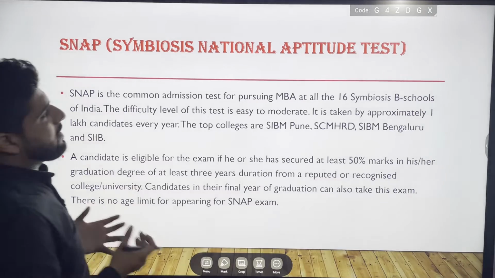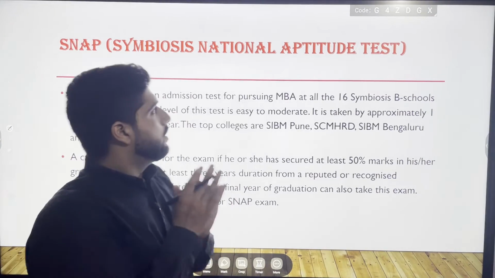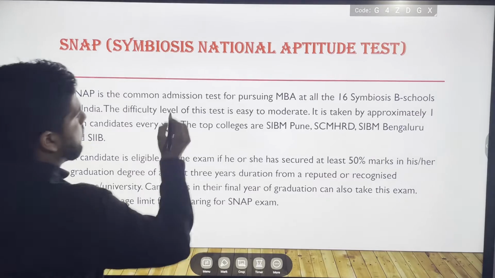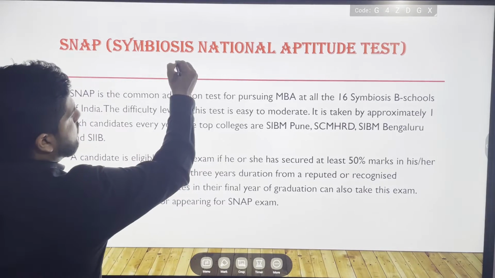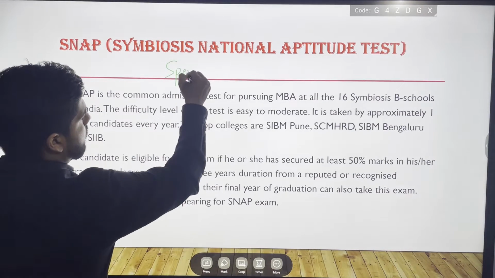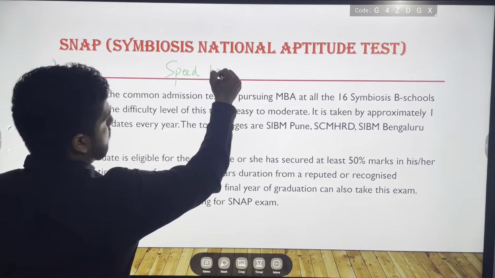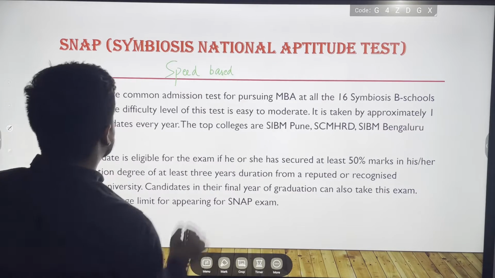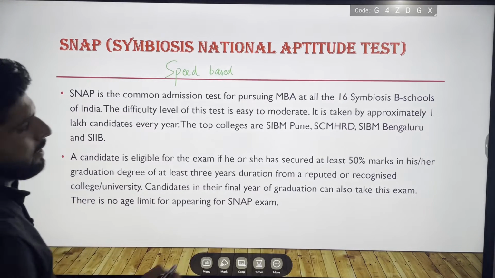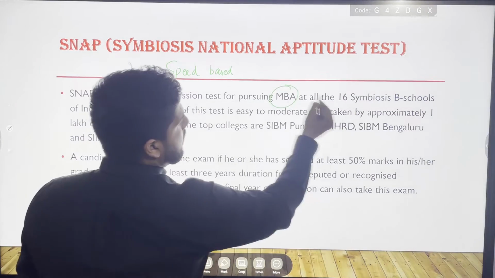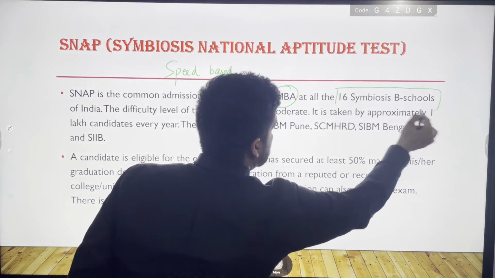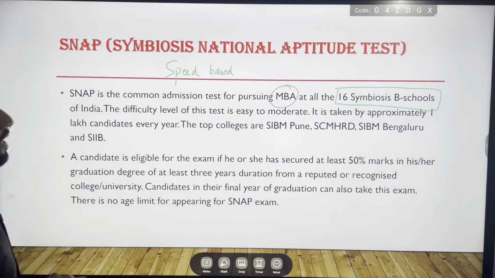Now coming to the SNAP, Symbiosis National Aptitude Test. In this exam, it is a speed based exam. So this is the common admission test for pursuing MBA at all 16 Symbiosis B schools of India. The difficulty level is easy to moderate.